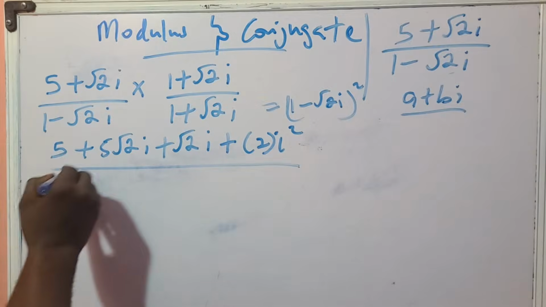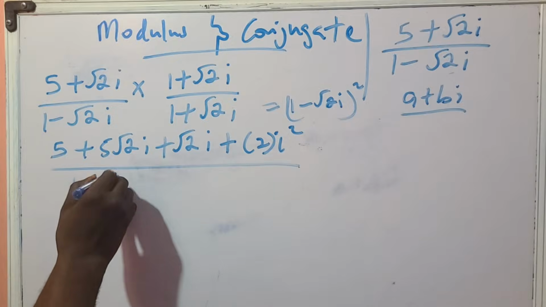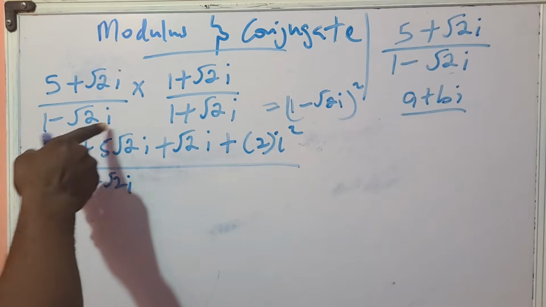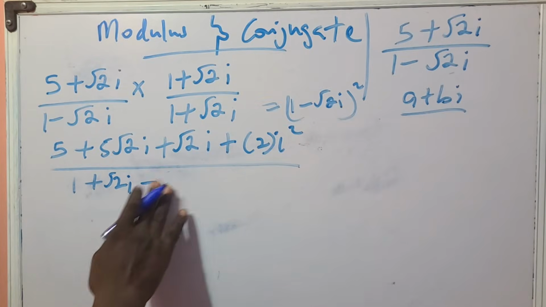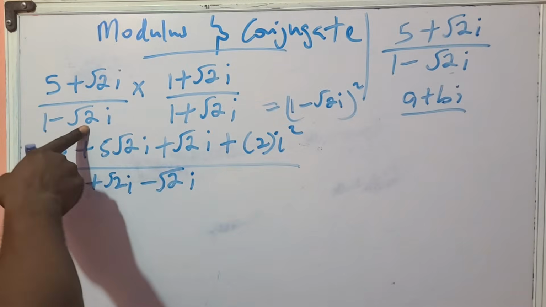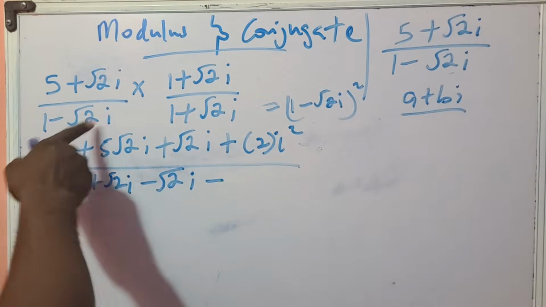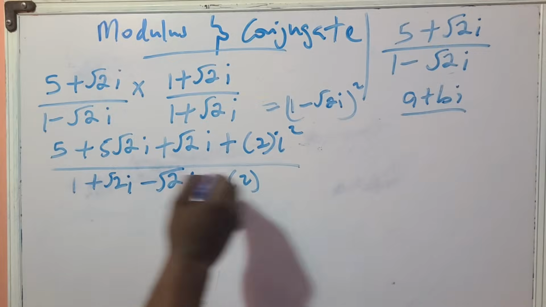This will be 1 times 1. That'll be 1. 1 times square root of 2i. That'll be plus square root of 2i. Then minus square root of 2i times 1. That'll be minus square root of 2i. And then minus square root of 2i times plus square root of 2i will be minus square root of 2 times square root of 2. That will be 2. And then i squared.